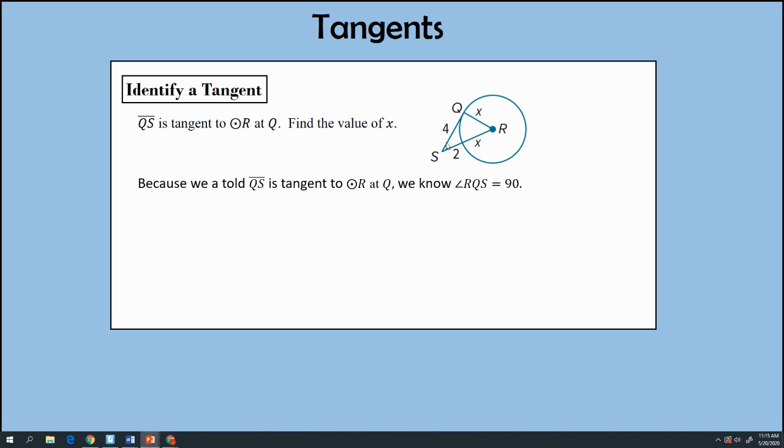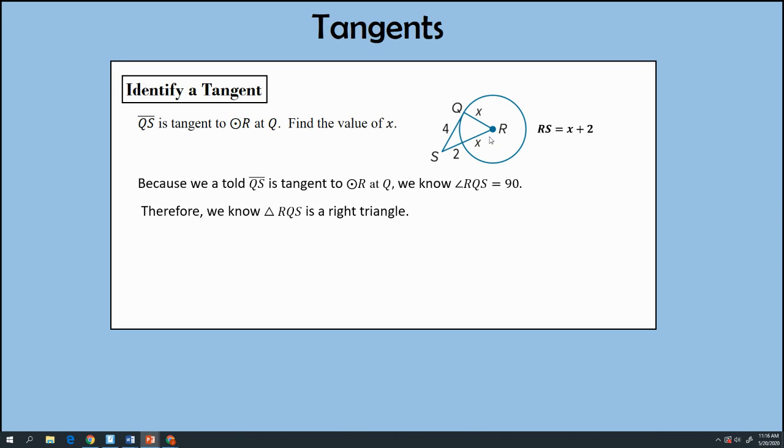Because we know QS is tangent to circle R at point Q, we know that RQS has got to be 90. So therefore, this triangle RQS has got to be a right triangle. That's how we're going to find our value of x. We're going to use the Pythagorean theorem with this right triangle to find the value of x.